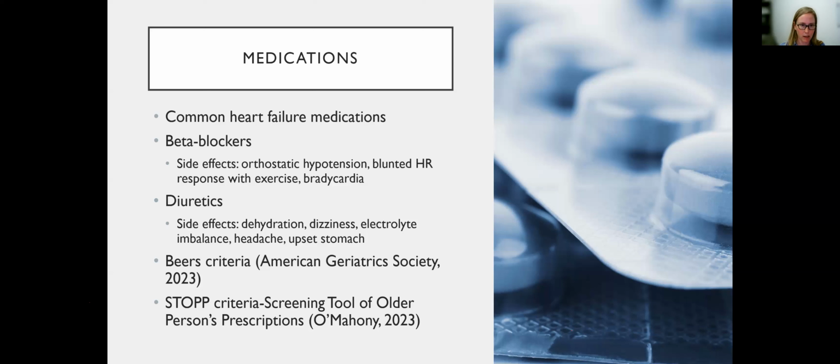And then diuretics, kind of the big thing that sticks out is that dizziness or even dehydration, because that can affect mobility. But keeping in mind the Beers criteria or the STOPP criteria for monitoring the medications with the older adult, as we know, is very important.